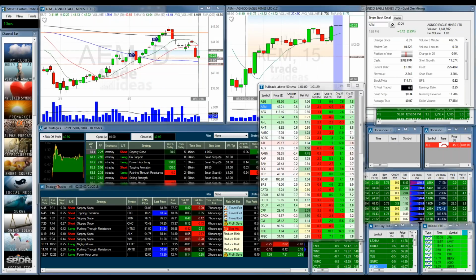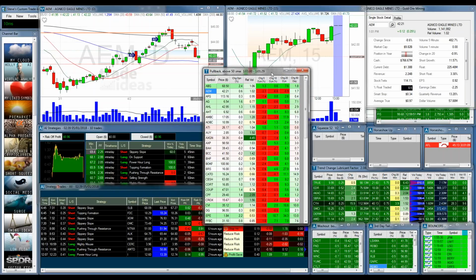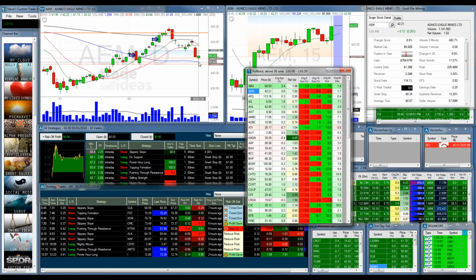Pull back to the 50. All right, now that we have this up, let's talk about this. This is a pullback alert. This is buying pullbacks. This is what we do in an up market, in a bull market.